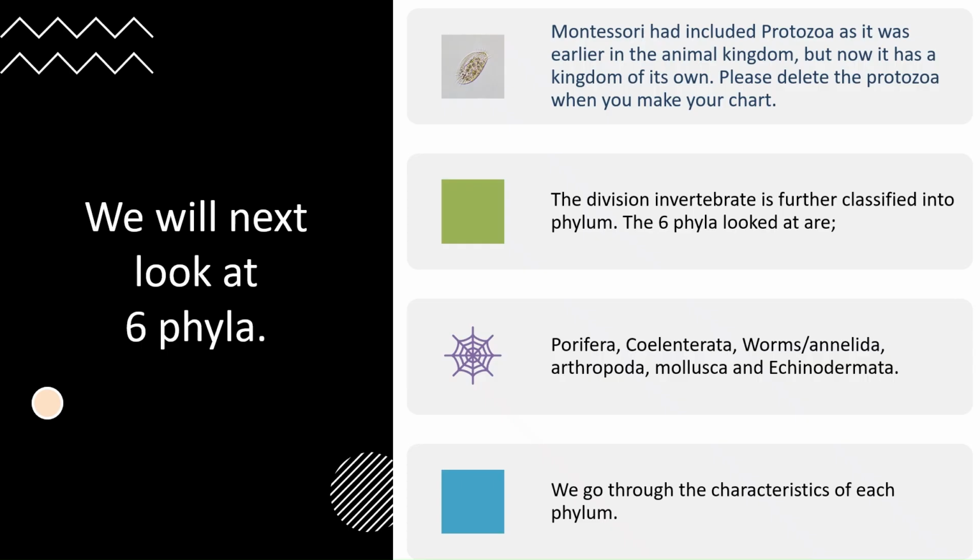Montessori had included protozoa as it was earlier in the animal kingdom, but now it has a kingdom of its own. Please delete the protozoa when you make your chart. The division invertebrate is further classified into phylum. The 6 phyla looked at are Porifera, Coelenterata, worms or Annelida, Arthropoda, Mollusca, and Echinodermata. We go through the characteristics of each phylum in detail.